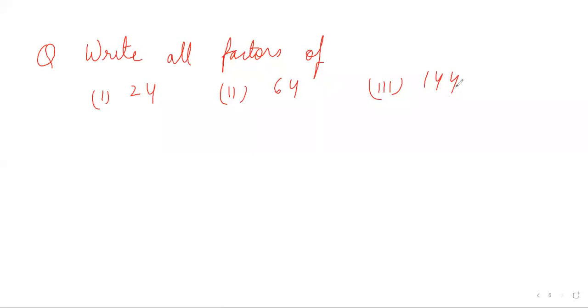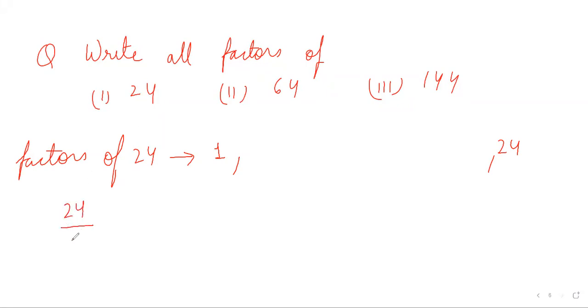So how to do this question? Let me tell you. I keep on dividing 24. The first factor of 24 should be 1. The first factor of every number is 1, and the last factor is the number itself. Now if I divide 24 by 2, is it exactly divisible by 2? 2 ones are 2, 2 twos are 4. So I say yes, it is exactly divisible by 2. So 2 is one factor.